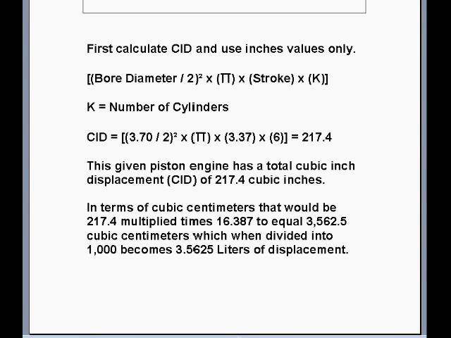First, calculate the cubic inch displacement and use inches value only. So we take 3.7 inch bore diameter, divide it by 2 to get radius, square that, multiply it times pi, then multiply it times 3.37 inch piston stroke times 6 cylinders. We get a total cubic inch displacement of 217.4 cubic inches for this given engine.